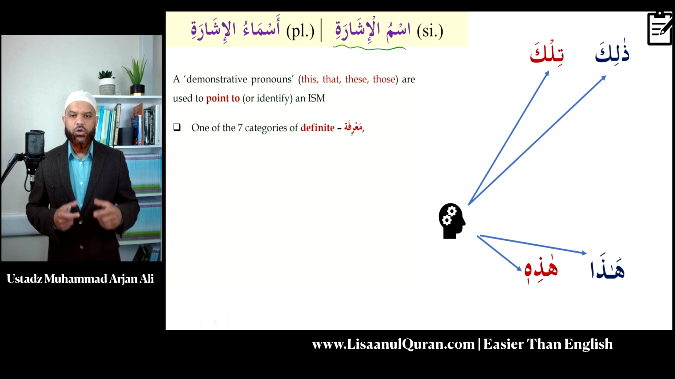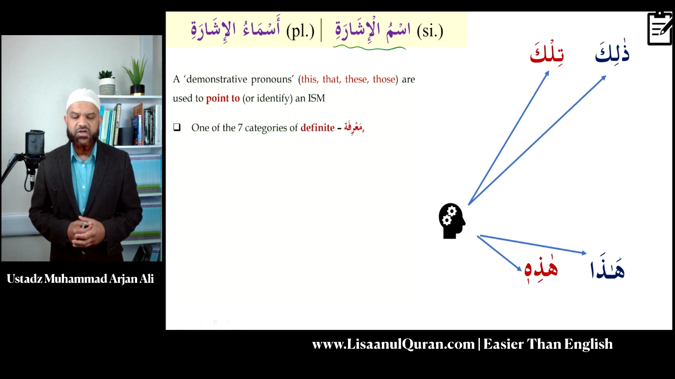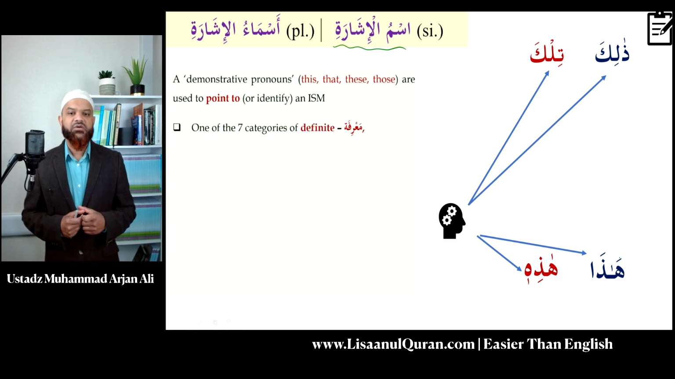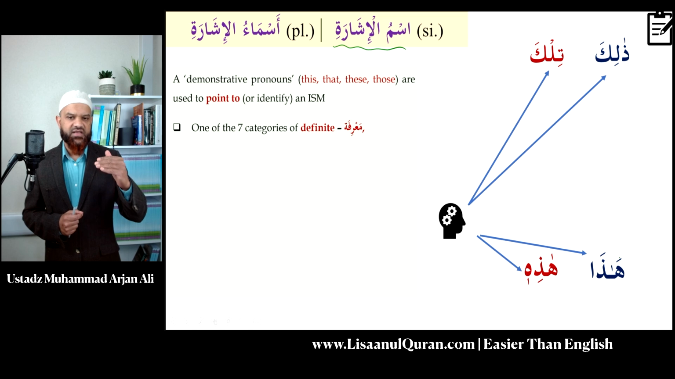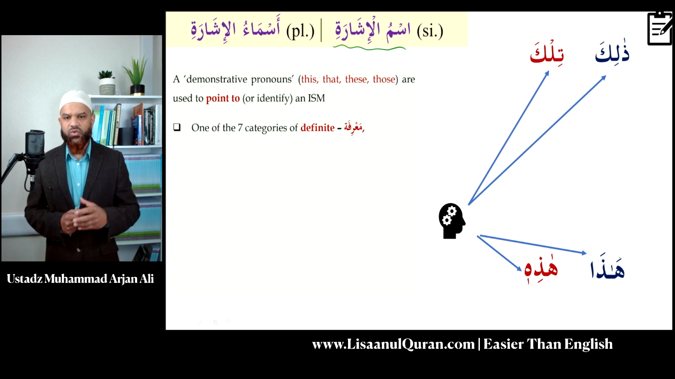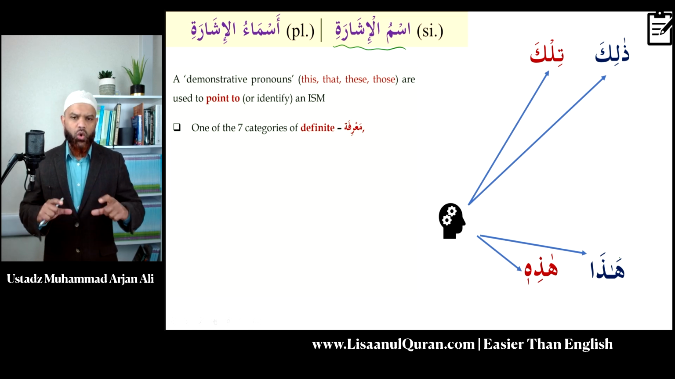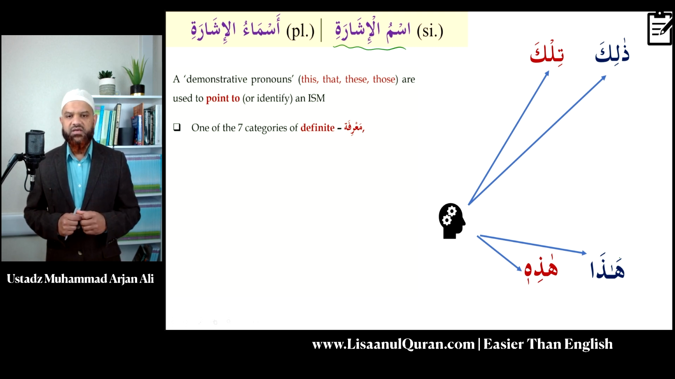Now we know about certain properties of words, and an important note about them is that they're always definite. Again, if you go back to lesson number 2, when we did the 7 categories of definites, this is one of the categories. So all pointing words, all Asmaa-ul-Ishaarah, all of them will be definite.